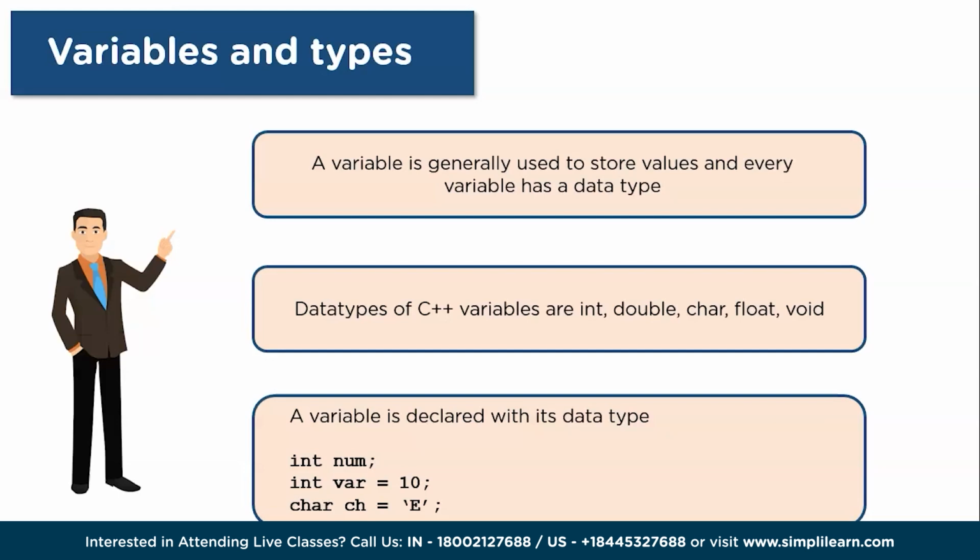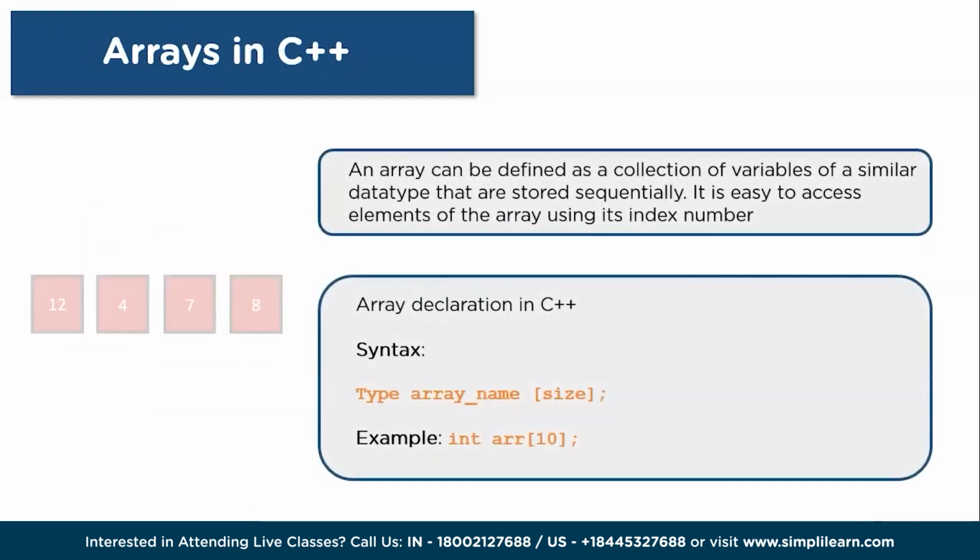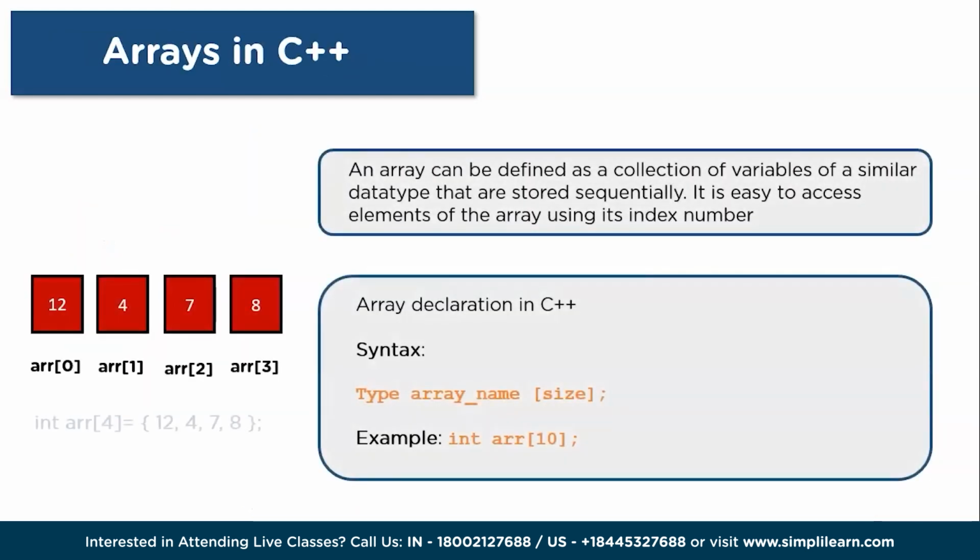Now let's move to arrays in C++. An array can be defined as a collection of variables of a similar data type that are stored sequentially. It is easy to access elements of an array using its index number, and each element of the array is identified by the index number which starts from 0. Elements are placed at these index numbers. For example, the first element of the array, that is 12, is stored at index 0, and the second element, that is 4, is at index 1, and so on.